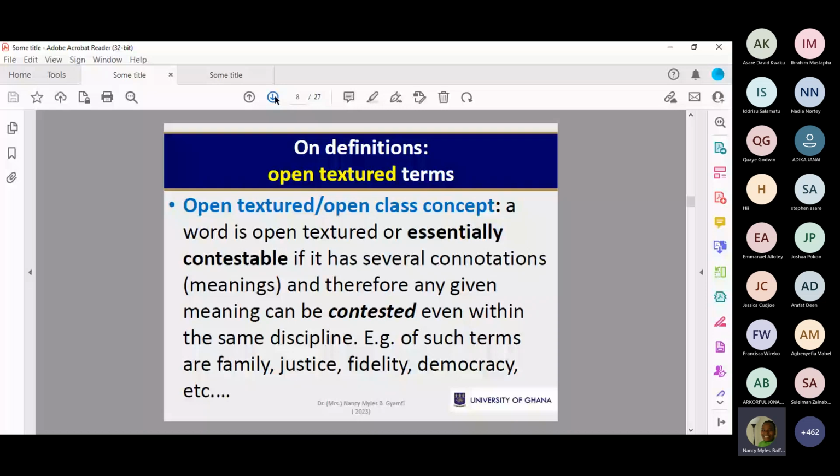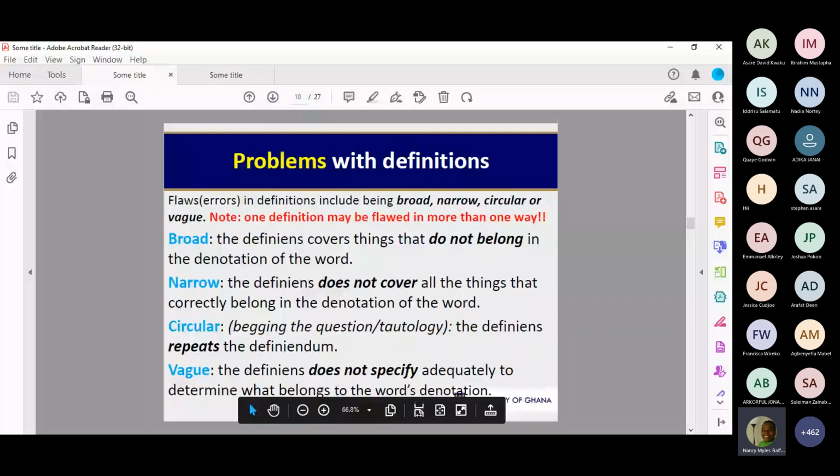I want to take questions, but let me finish with the problems of definitions. Then we are done with the whole of topic 2. Then I'll mop up nicely. If there are legitimate questions, I'm glad to sort them for you.